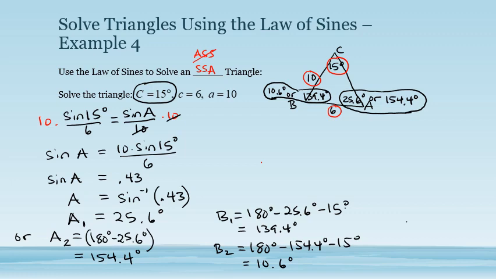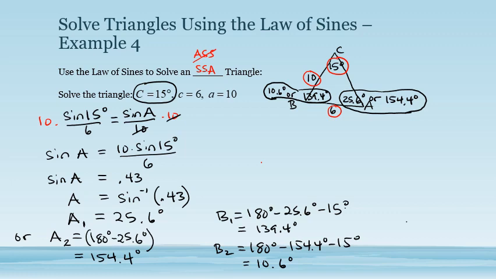The things that were given to me have to stay. So what I've got circled in red, those can't change. Those have to remain constant. The only thing that I have left to find, it looks like, is side B. And because angle B can be different, I'm going to have two answers for side B as well.